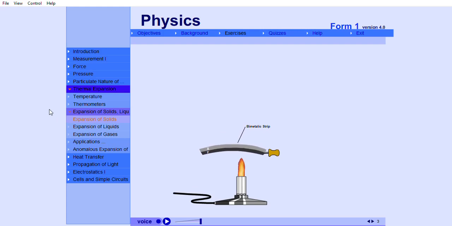Which of the metals X and Y expands faster? The bimetallic strip is observed to bend towards Y. This shows that X expands faster than Y.